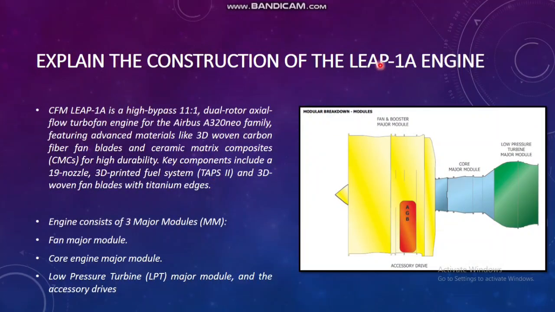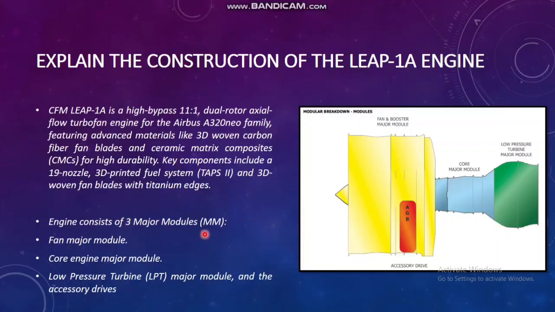And now construction of the LEAP engine. So for the construction of the engine, first we'll go through this. The CFM LEAP-1A is a high bypass 11:1 dual rotor axial flow turbofan engine for the Airbus A320 family, featuring advanced materials like 3D woven carbon fiber fan blades and ceramic matrix composite for high durability. Key components include the 19 fuel nozzles, a 3D printed fuel system, TAPS 2, and 3D woven fan blades with titanium edge. So this is just general information about the engine.